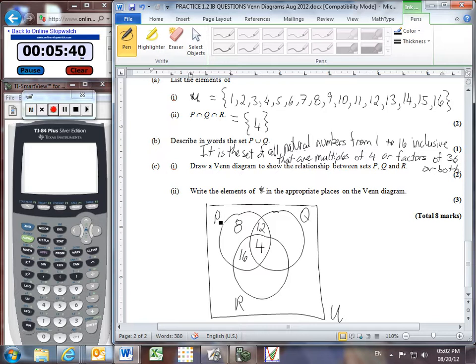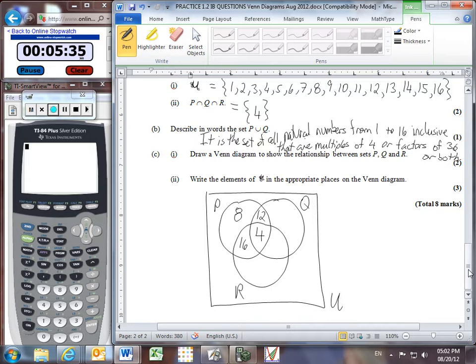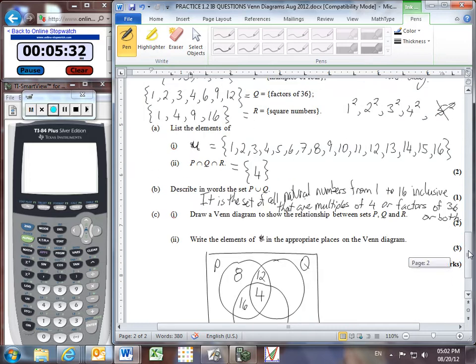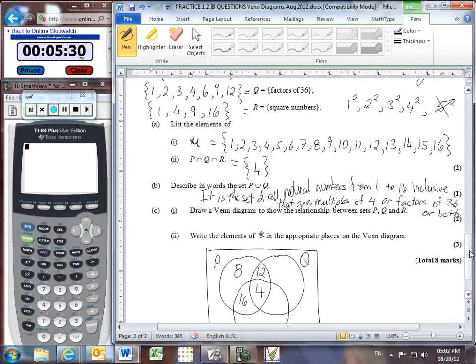I've now placed my 4 elements of P. Let's place the remaining elements of Q. So far I've placed the 4 and the 12. I still need to put the others. So my 1, which also appears in the R, so that's in here. 2 appears only in set Q, not in the others. Again, 3 appears only in set Q. 4 we've already included in the middle. 6, which we haven't written yet, and that appears only inside Q.